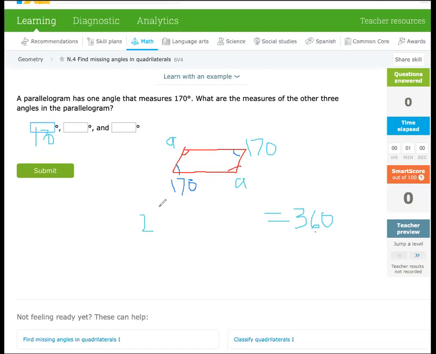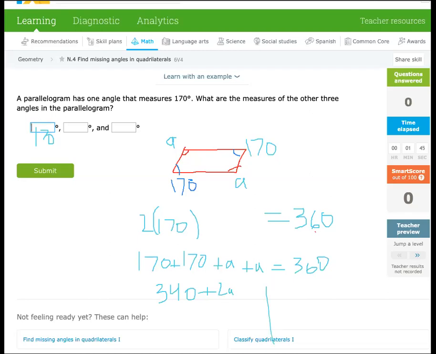So one thing I can do is 2 times 170. I can always do 170 plus 170, it's going to be the same. So I'm basically going to add up all the angles. A plus A is going to be equal to 360. So 170 plus 170 is going to be 340, and if I add the two A's together, this should just be 2A.